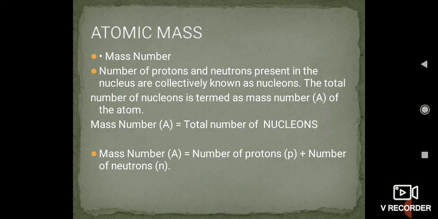So mass number equals the total number of nucleons, and the total number of nucleons is the number of protons plus the number of neutrons. By this formula, with the help of the number of protons and the number of neutrons, we can find the mass number. To understand these terms, let us solve the next question.